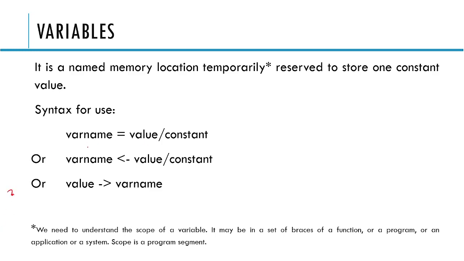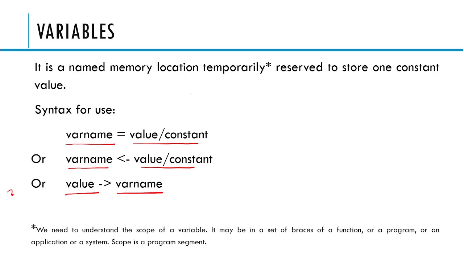Okay. So there are three types of syntax to create a variable. First one, var name, variable name equal to, you can store a constant to it. Similarly, var name, then left arrow and give a value to it. Or write down the value first, then right arrow and then the variable name. How do we write the right arrow? Dash, then greater than symbol. How do we write the left arrow? Less than symbol and dash.